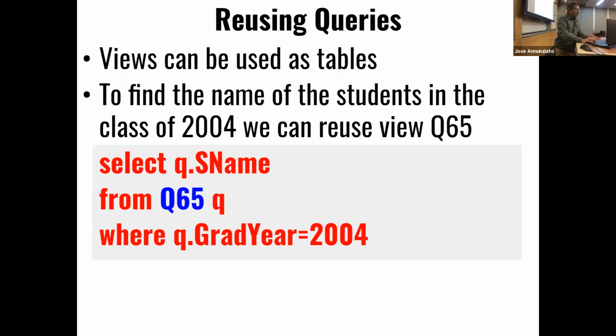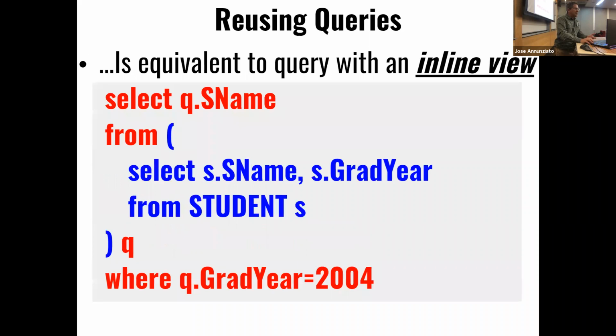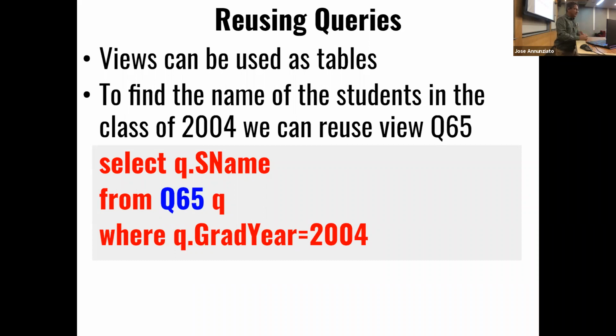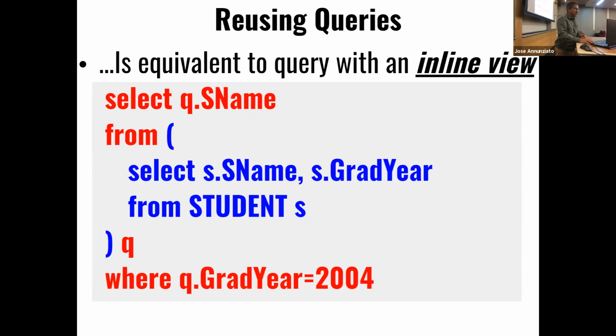So this query, right, of using Q65 is the equivalent of literally putting the select statement in there, right? You should never think of it as being an actual table, even though it might have a fancy name and whatnot, right? It's not a real table, right? It's literally rerunning that query every time you refer to that view, okay?